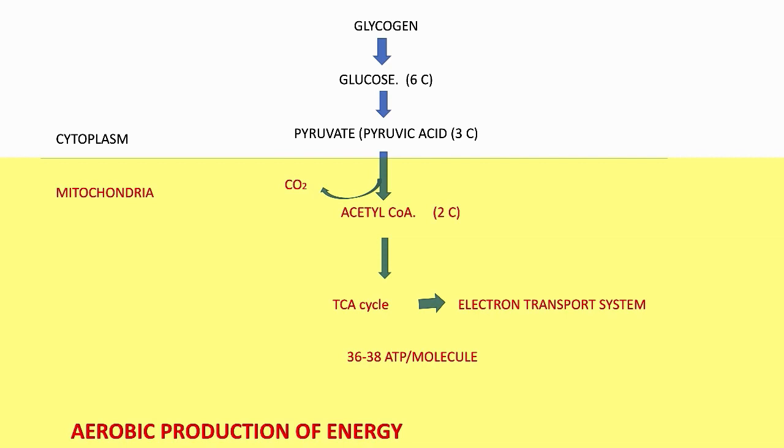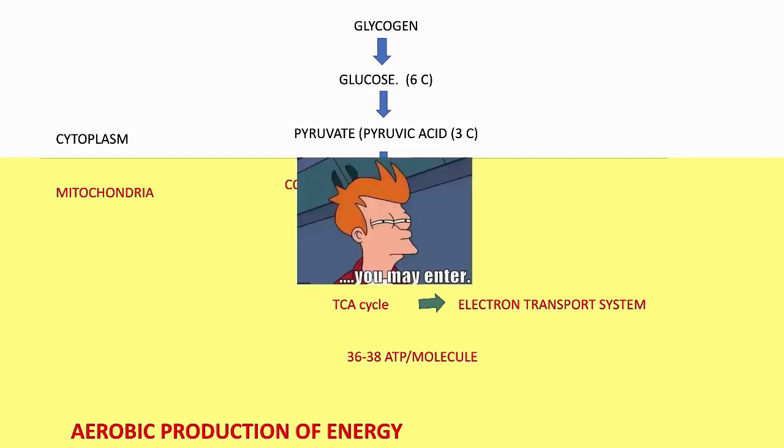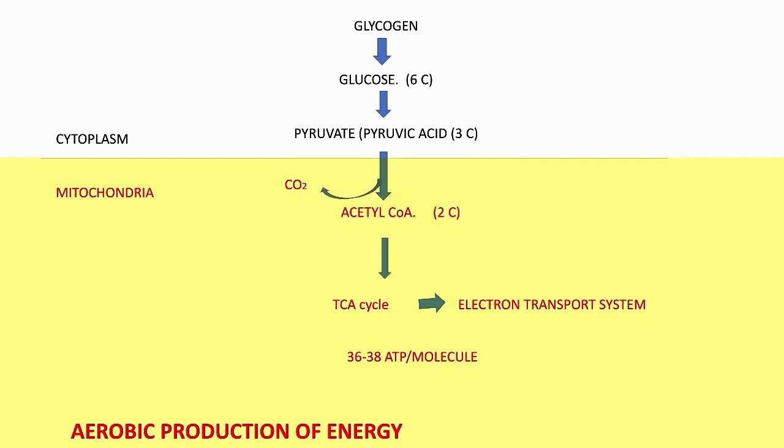And if we were reviewing the previous slide, we would go over how pyruvate then forms lactic acid, and lactic acid gives us 2 molecules of ATP. But now we're looking at aerobic production of energy. And that means in the presence of oxygen, pyruvate can now enter into the mitochondria and form a molecule called acetyl-CoA. This is a 2-carbon molecule.